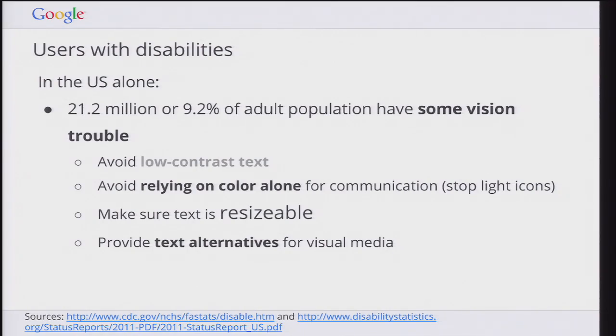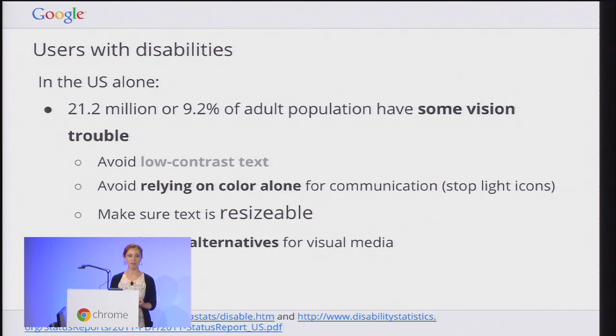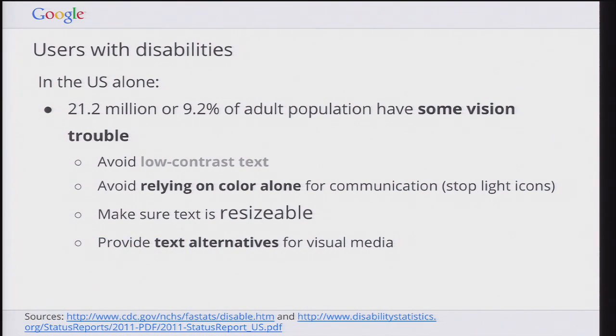So who are the users that we're addressing here? 9.2% of the adult population of the US, more in developing countries, have some vision trouble. The way that you address this is very simple. Avoid low contrast text, because really, who likes reading low contrast text anyway? Avoid relying on color alone for communication. Make sure that the text is resizable, and as we saw in the mobile talk earlier, that's really useful anyway. Provide text alternatives for visual media. And again, this is really useful if, say, you don't want to watch a video to get the only documentation for that dev tool you'd really like to use.